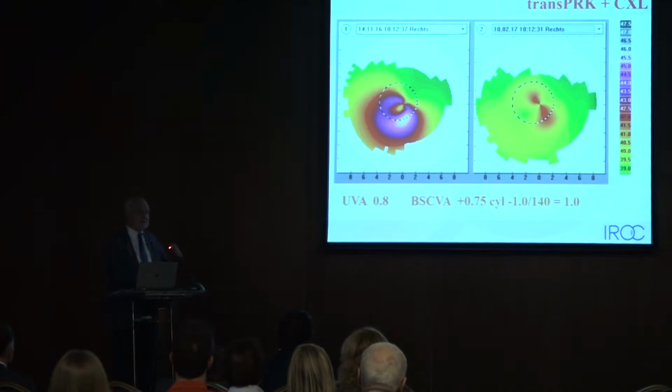So in essence, the topography-guided treatment and cross-linking are two sides of the same coin, because you need the cross-linking in order to stabilize the cornea, otherwise it will not be stable. And on the other hand, you would like to smooth it out and get rid of the high-order aberrations.